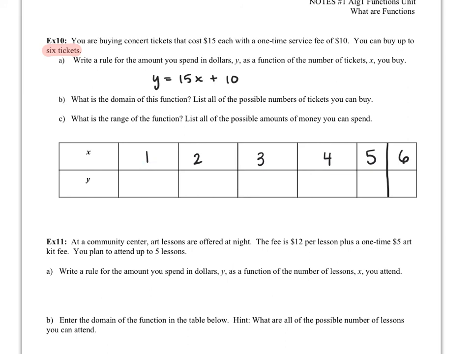Now let's do our outputs. So 15 times one ticket would be 15, plus 10 would be 25. This is our range. Then it's going to go up by 15 each time. 15 times 2 is 30, plus 10 is 40. 15 times 3 is 45, plus 10 is 55. I also know it's just going to go up by 15 each time. So if I want to, I can just add 15. This row would represent my domain. This row would represent my range.